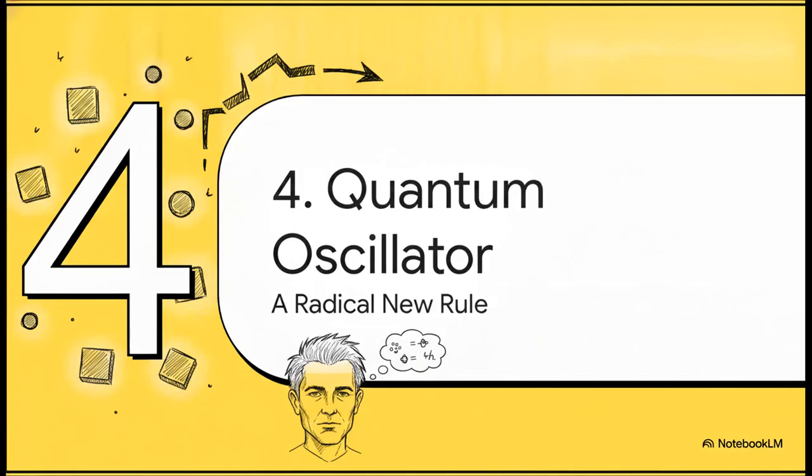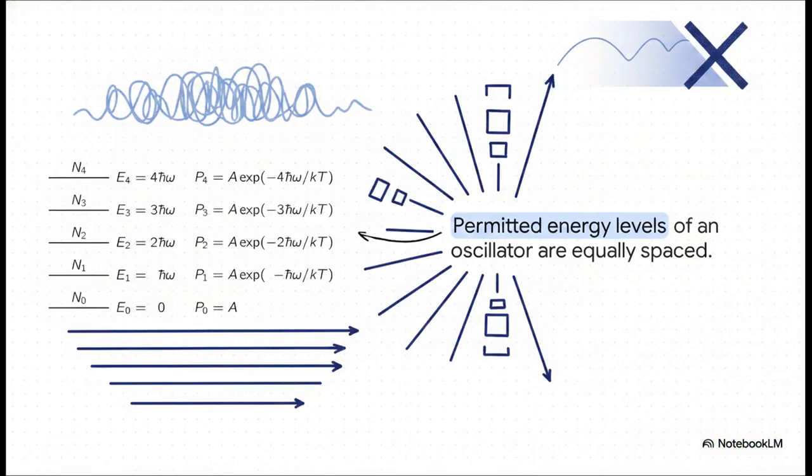Part 4. The Quantum Oscillator. And this is where the ultimate plot twist in the history of science happens. A physicist named Max Planck steps up and proposes a radical, almost unthinkable new rule to fix that broken curve. Planck introduced a really weird assumption about permitted energy levels. Before this, everybody just assumed energy was a smooth gradient. You could have any tiny fraction of energy you wanted.